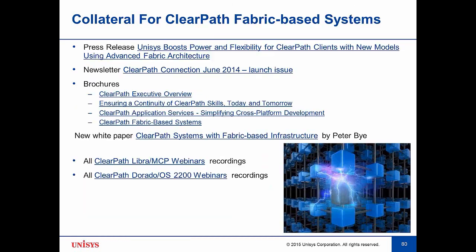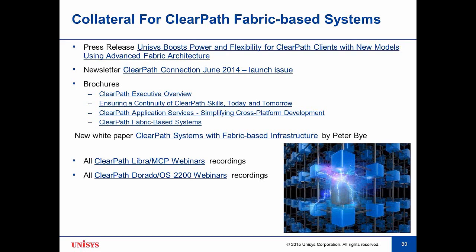Collateral for the ClearPath fabric-based systems. Since the last MCP release last June, we introduced 12 new ClearPath systems. 6 of them were Libras, so it was a very, very major announcement. I just wanted to show you that we have material available if you are interested in these systems. This is all more or less new. A press release was done at that time. The June 2014 newsletter was fully dedicated to these systems, explaining what fabric is and introducing all these new systems.